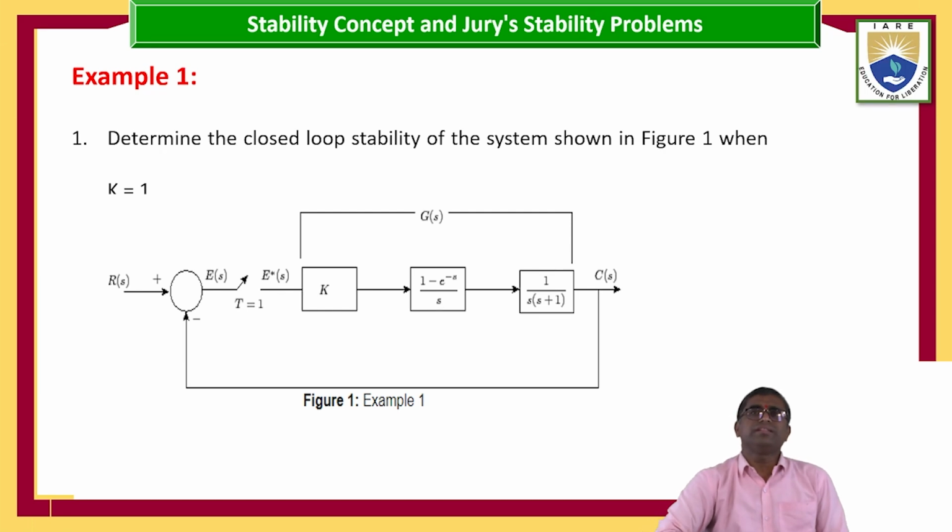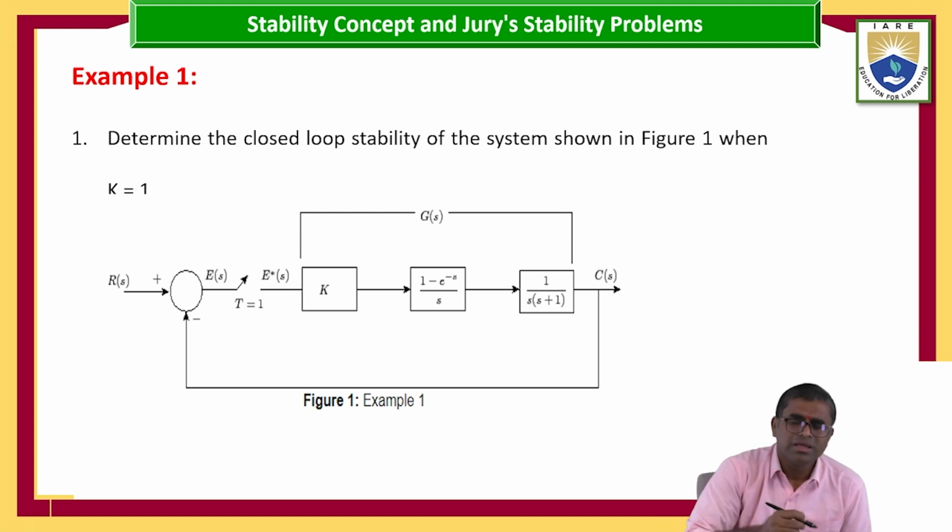Now I am going to take one more problem. Because we already studied Jury stability in previous sections, I am taking one problem for the stability conditions or Jury stability condition. Determine the closed loop stability of the system shown in figure 1 when K equal to 1.